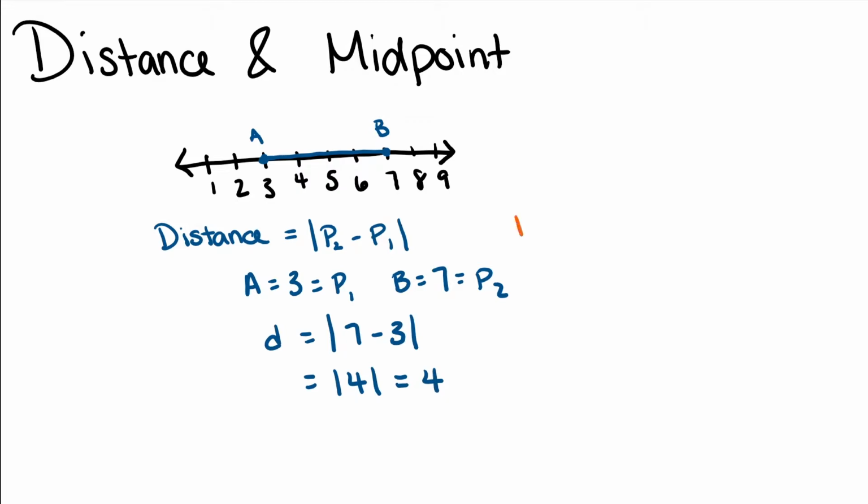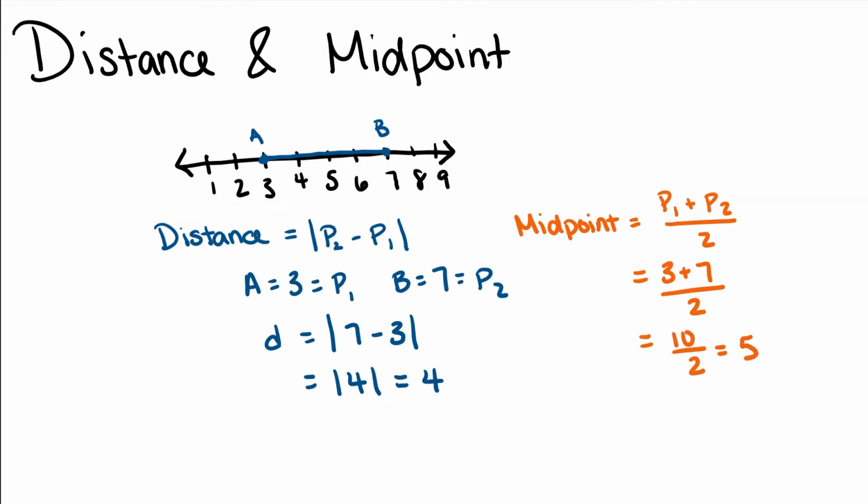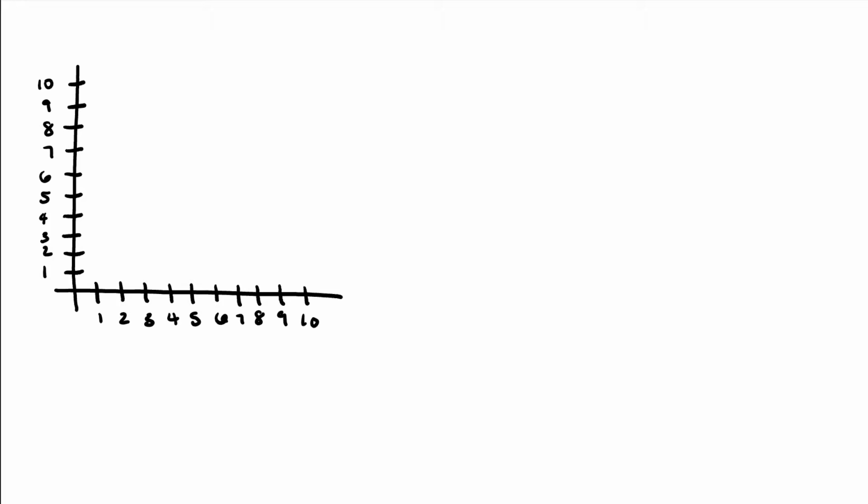The midpoint is going to be the middle point on this line segment. So we do this by adding our 2 points. We'll take point 1 and point 2 and add them and divide by 2 to find exactly halfway between point A and point B. So in this case, we'll add 3 and 7, which is 10, divide that by 2, and we get 5.